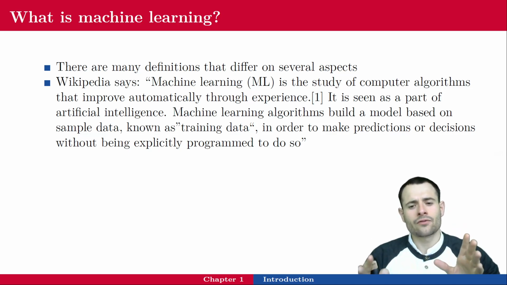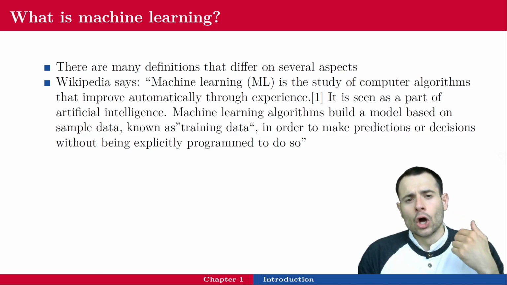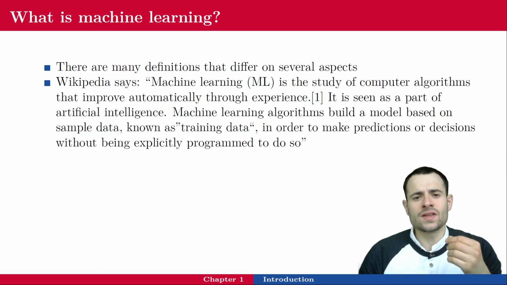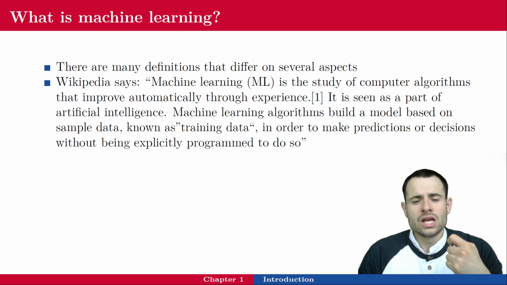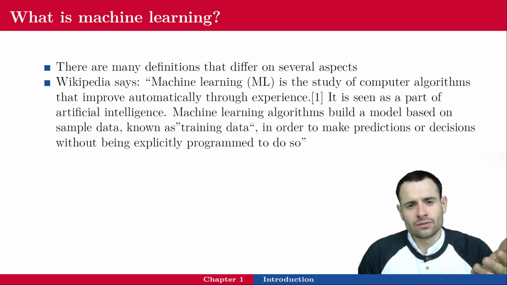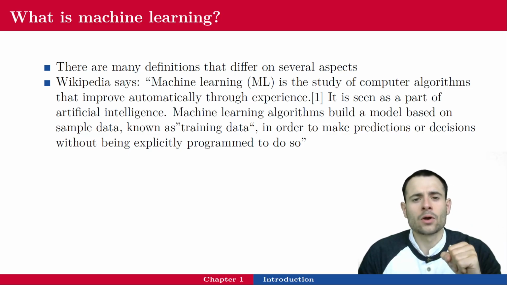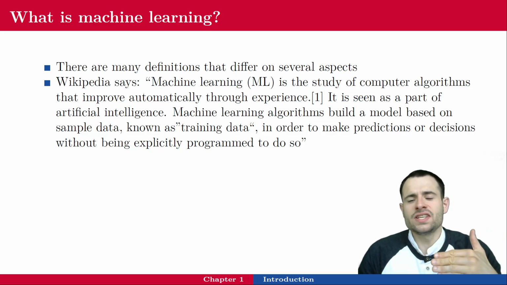A couple of things to unpack from this definition. First of all, computer algorithms. An algorithm is a sequence of instructions that the computer is going to execute. In general, the computer is going to execute them in a repetitive or an iterated fashion. And I'll talk about loops a bit later once we get there. So it's an algorithm, a sequence of instructions that improve automatically through experience.